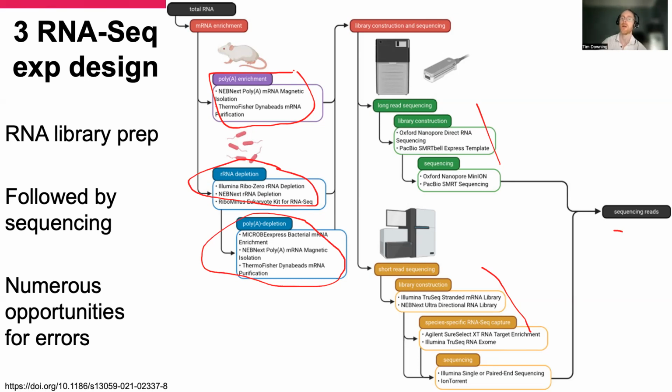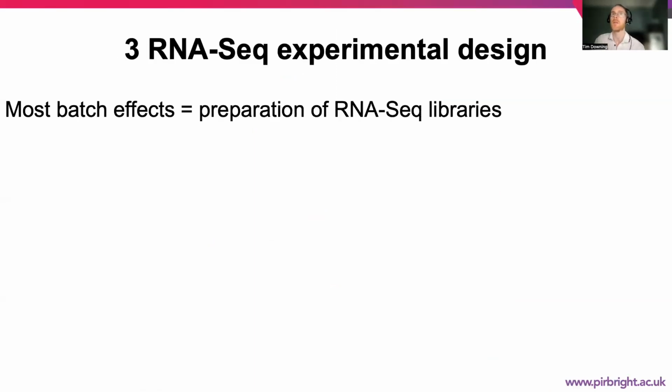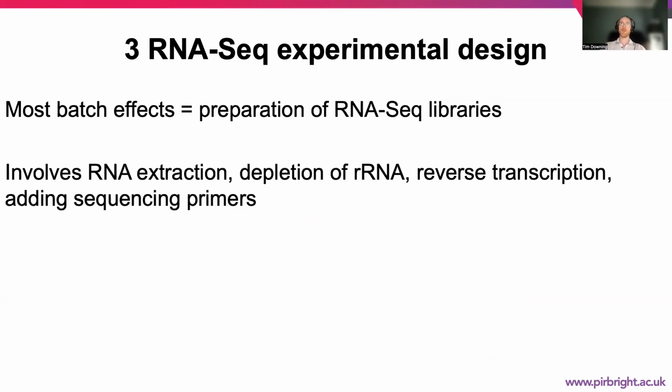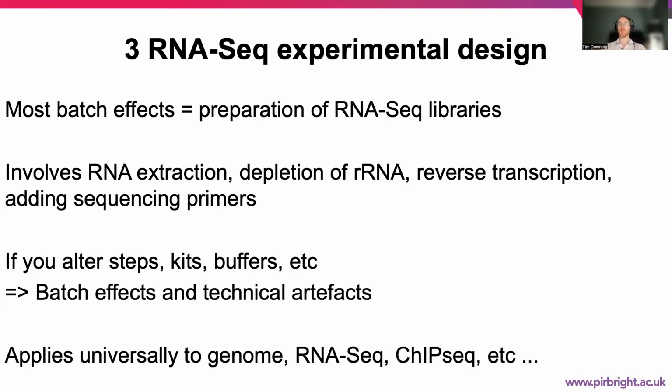Most of the batch effects that we get from RNA sequencing are associated with the generation of these libraries, so we have to consider that during QC later. They can be associated with RNA extraction, ribosomal RNA depletion, poly-A enrichment, conversion to cDNA, and amplification processes as well. Therefore, if we alter the steps, the kits, the buffers, and so on, we get batch effects and technical artifacts. That applies to broader sequencing experiments, especially when you're comparing data from two different studies, and really needs careful thought.